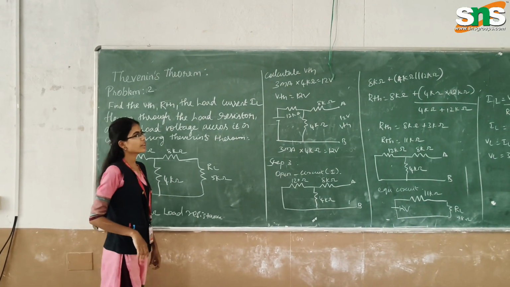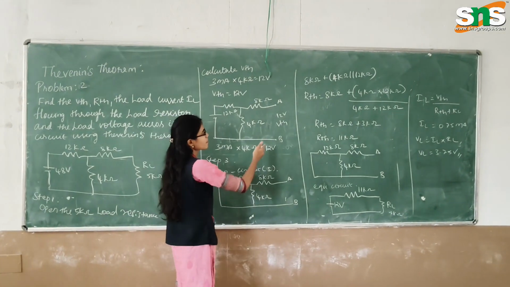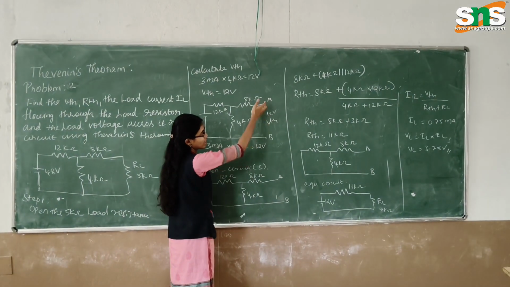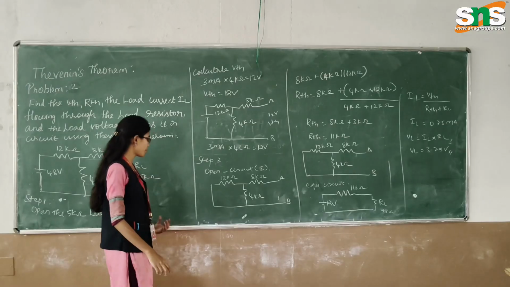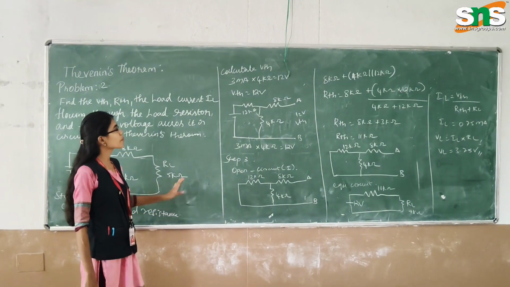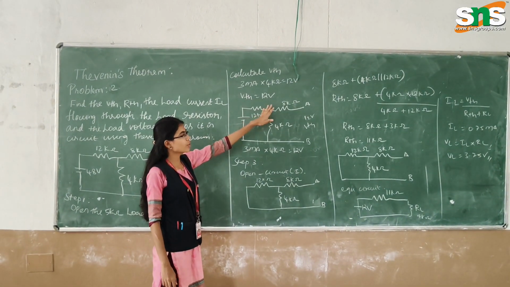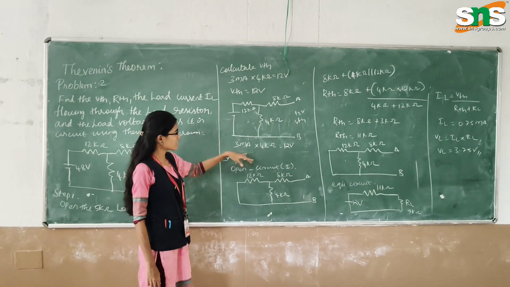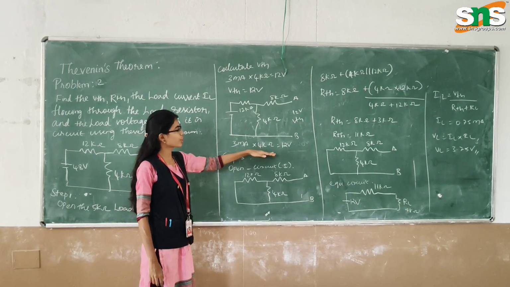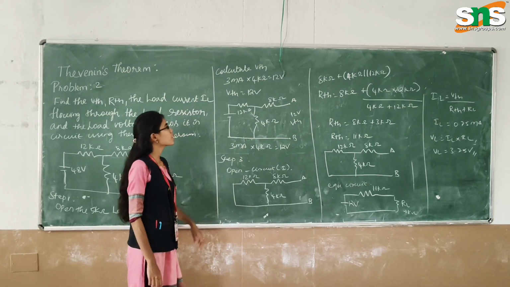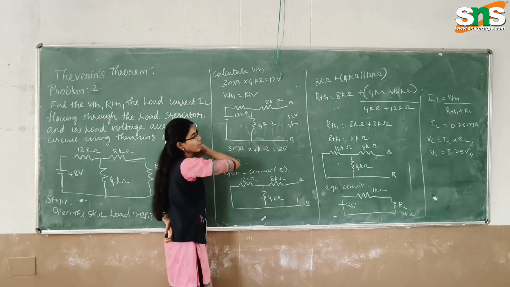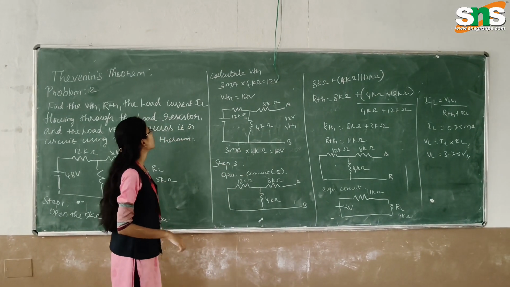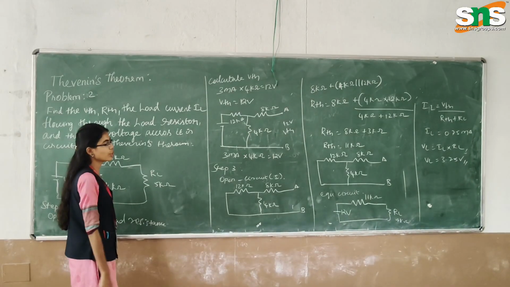So here we can open the load resistance, which is marked as A and B. In step 2 we have to find the Thevenin voltage. So Thevenin voltage is equal to 3 milliamps into 4 kilo ohms, which is equal to 12 volt. So this 12 volt is your Thevenin voltage. So we found the Thevenin voltage by open circuiting the load resistance.